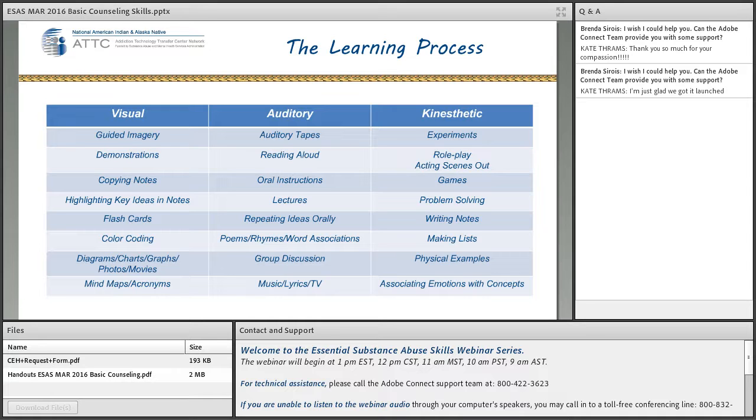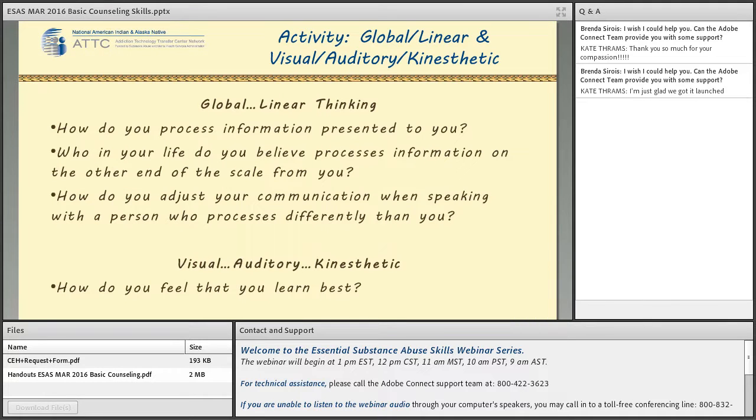And so we're going to move on to global linear thinking. So this is where I want you to sort of think about where you fit in. How do you process information presented to you? Who in your life do you believe processes information on the other end of the scale from you? How do you adjust your communication when speaking with a person who processes it differently than you? How do you feel that you learn best? So it's really important to ask yourself these questions when you're learning and you're growing as a therapist.